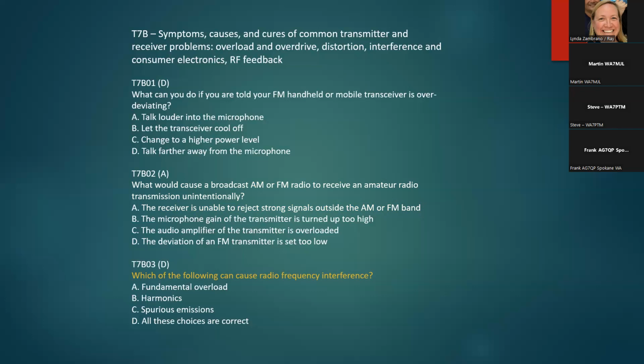B03, which of the following can cause radio frequency interference? Where you have overloads, harmonics, spurious emissions, and the answer is all of these are actually correct. Any of these can actually cause radio frequency interference.